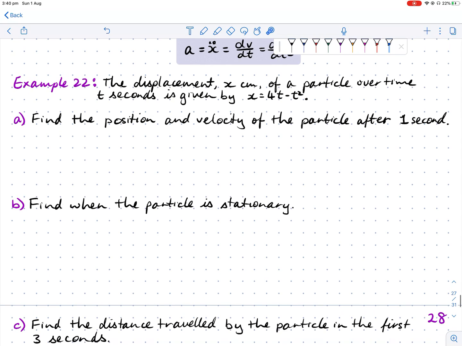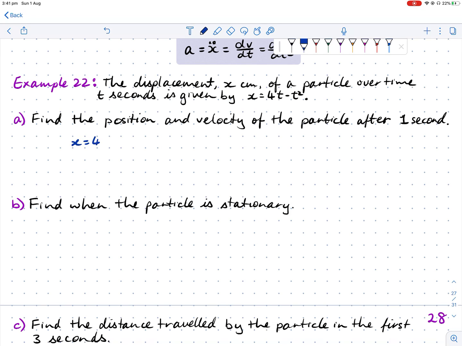Okay, so let's have a look at an example. The displacement x centimeters of a particle over time is given by this formula: x equals 4t minus t squared. First question: find the position and the velocity of the particle after 1 second. Because we are asked to find the velocity, the first thing we'll always do is differentiate. We're going to find everything that we need first.